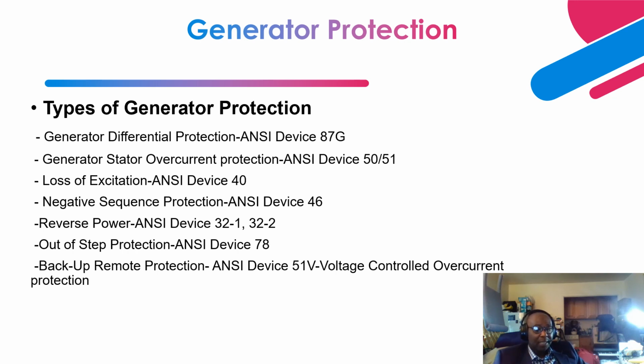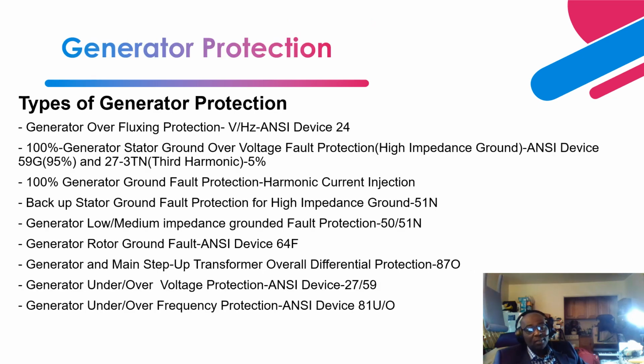Then out of step, I think we did mention that. Then a 51V voltage-controlled overcurrent. This is basically a backup for remote faults. Then overfluxing condition, and that is ANSI device 24. Then stator ground overvoltage, that is ANSI 59 with a complementary third harmonic that protects the remaining 5% of the neutral winding. Then also for ground fault protection, we can use another scheme.